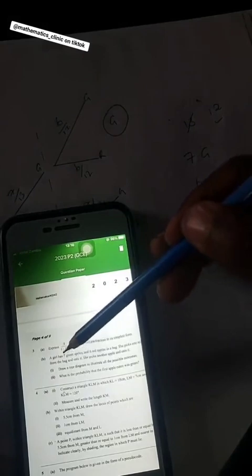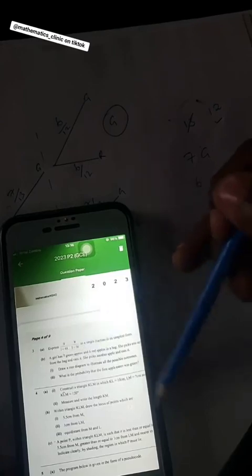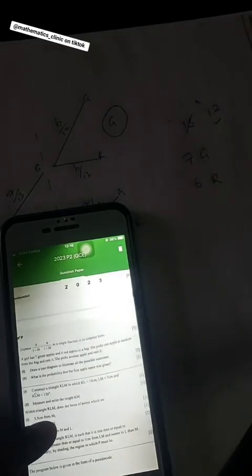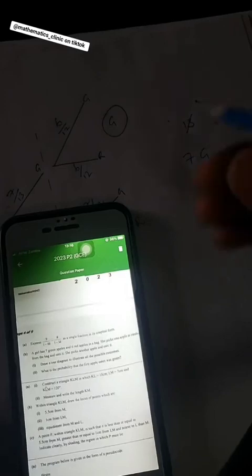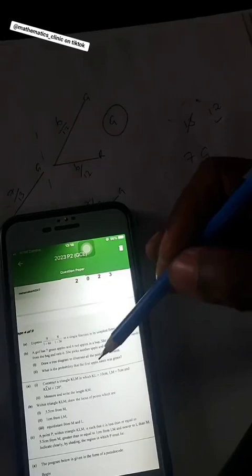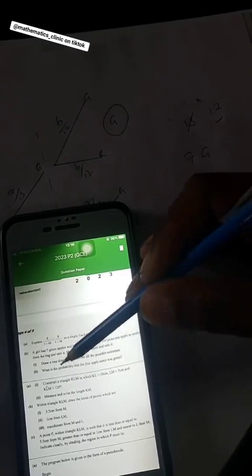Probability. A girl has 7 green apples. Okay, Nancy has 7 green apples and the red apples in a bag. All right. She picked 1 apple at random and ate it. Meaning that the total number of apples will reduce because Nancy ate 1 apple. Okay. Then she picked another apple and ate it. So draw a tree diagram to illustrate the possible outcomes.